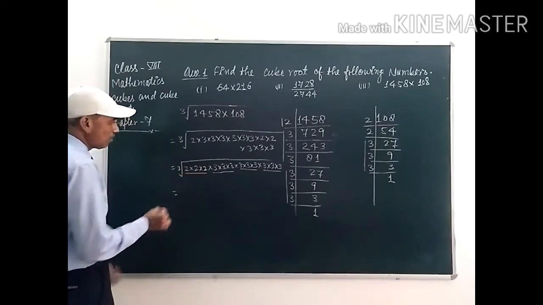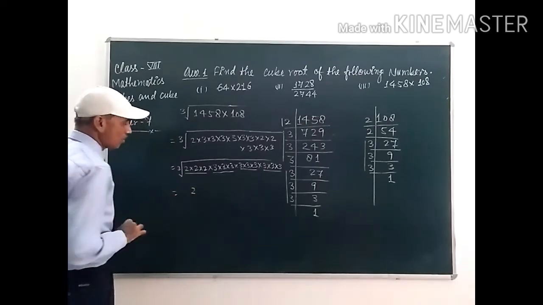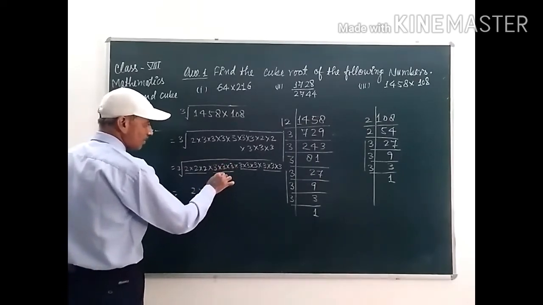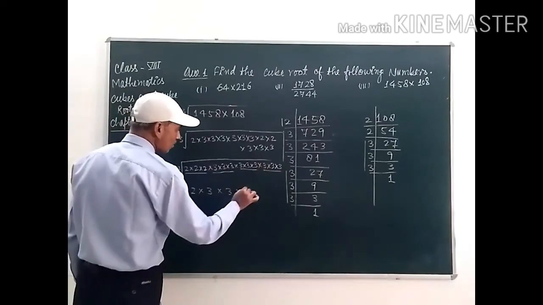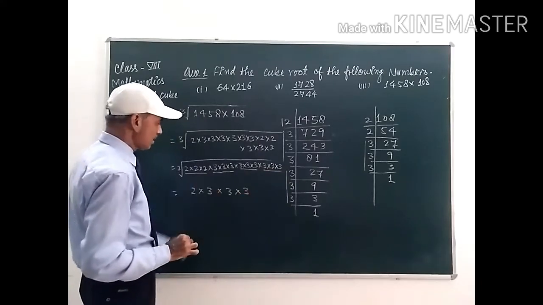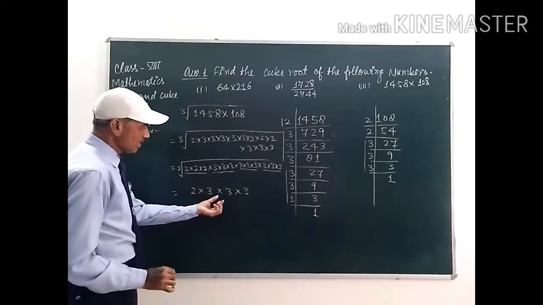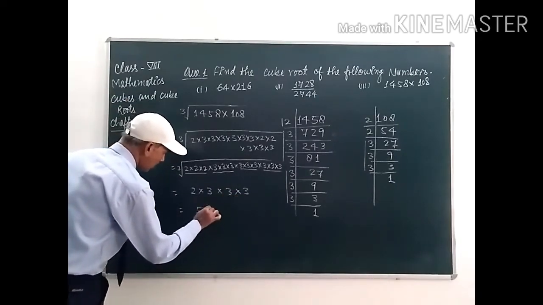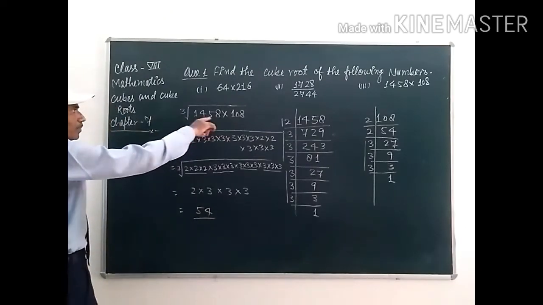So, out of each group you have to take one number, that is 2, and 3 out of this group, and out of this group 3, and out of this group 1, that is 3. So, this one 2 threes are 6, 3 sixes are 18, 3 eighteens are 54, clear, students.